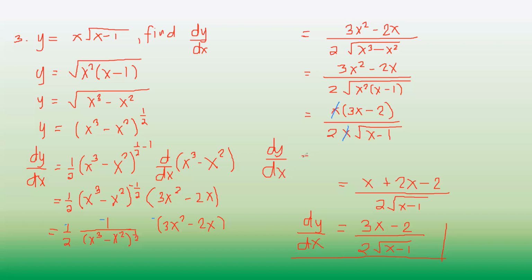Now, our dy over dx, simplified form, is equal, so meron ka na lang 3x minus 2 over 2 square root of x minus 1. So if we check, meron tayong same answer sa kanina. Ito yung kanina natin. So 3x minus 2 over 2 square root of x minus 1.